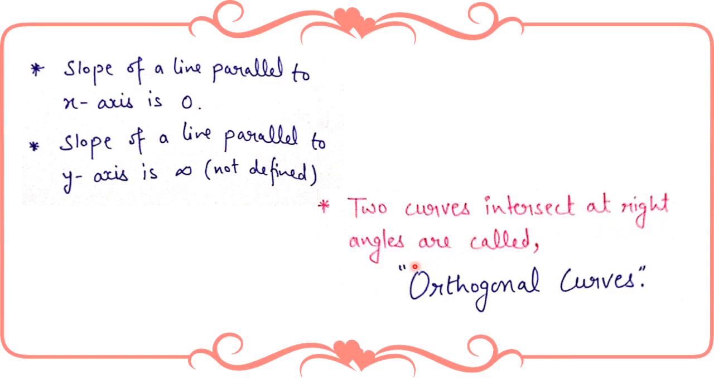Two curves that intersect at a right angle are called orthogonal curves. If two curves intersect at a right angle, it basically means the tangents drawn at that very point are perpendicular lines, right? So definitely if we draw the tangents at that very point, they will intersect each other at 90 degrees.